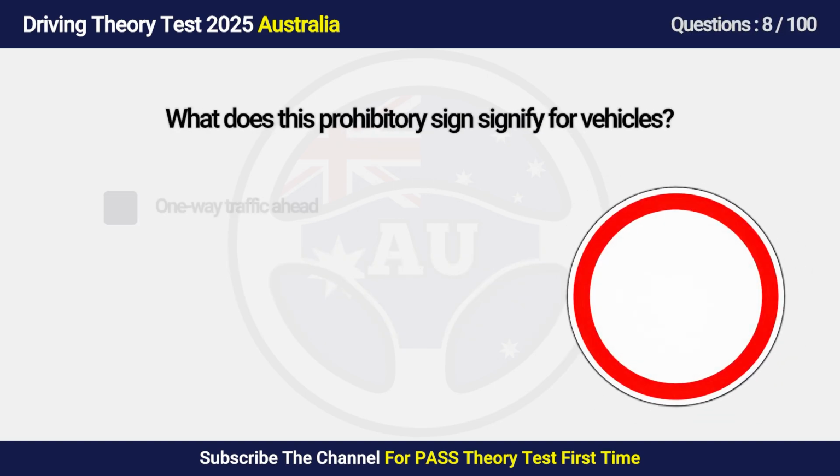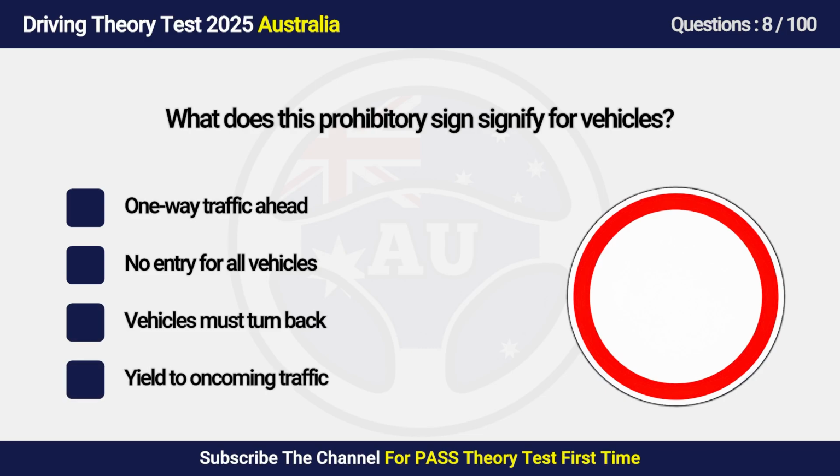Question 8. What does this prohibitory sign signify for vehicles? A. One-way traffic ahead. B. No entry for all vehicles. C. Vehicles must turn back. D. Yield to oncoming traffic.